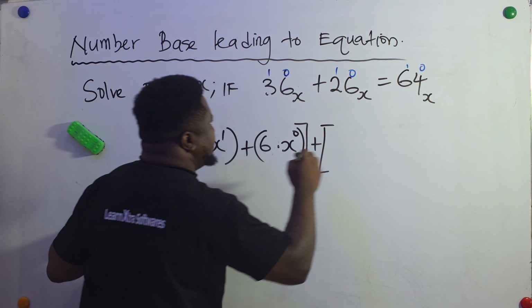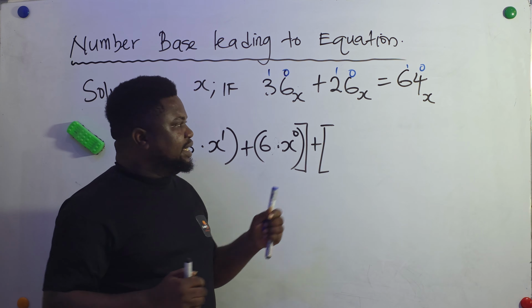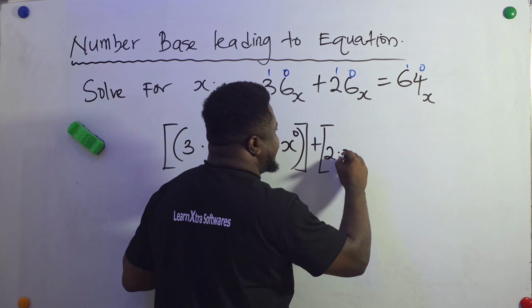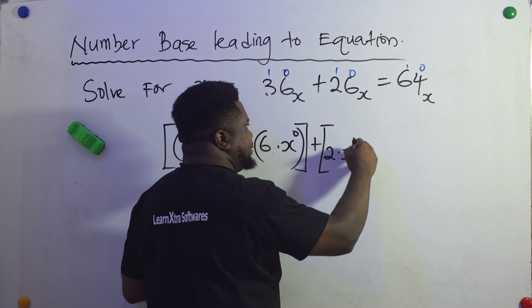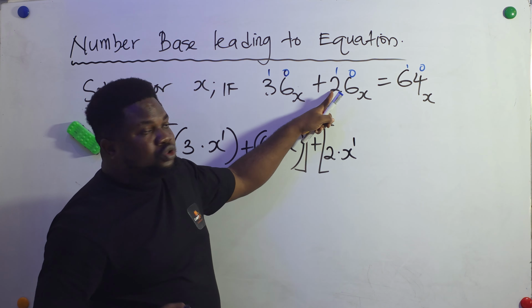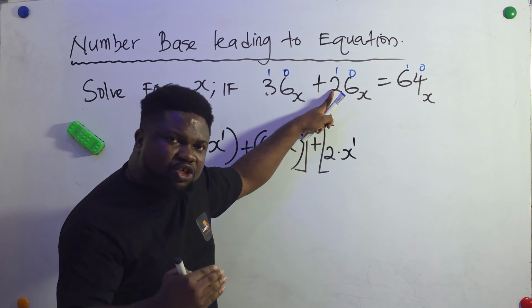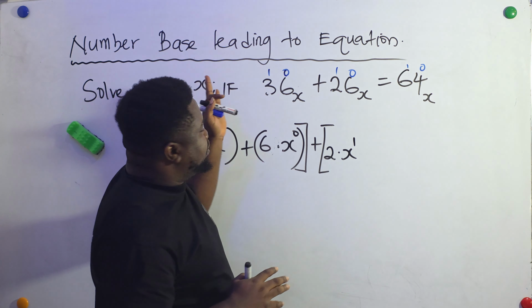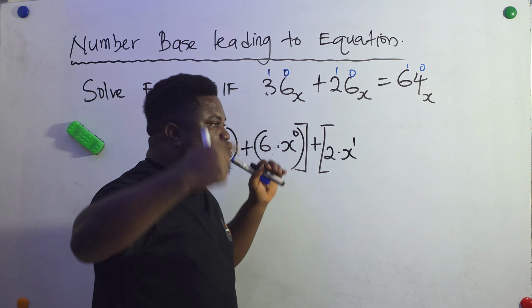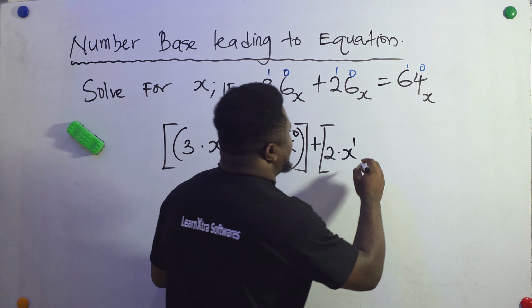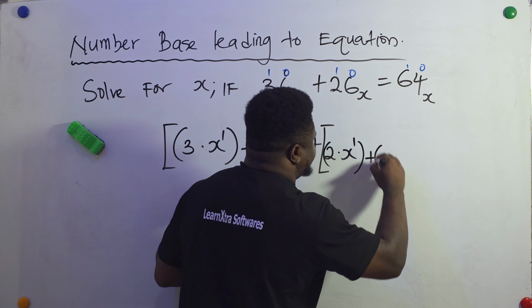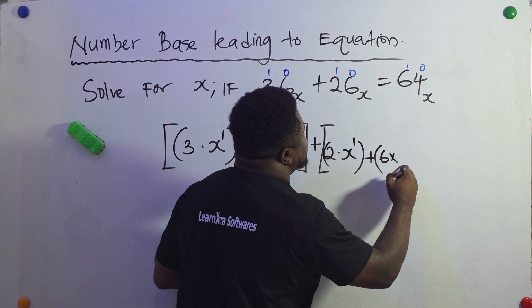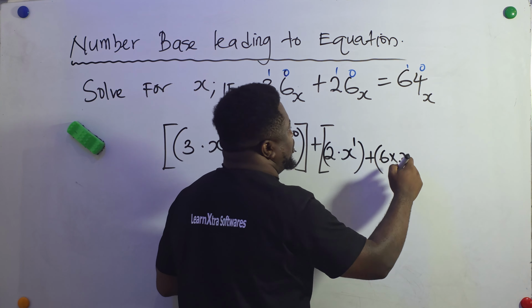Plus something here. We have 2 times x. 2 times x to what power? Power of 1. Number on top of 2 shows us the power. Conversion to base 10 is what you should know by now before going to equations. Check the video to know how to convert to base 10. So plus. Next is 6 times x. Power of what? 0.